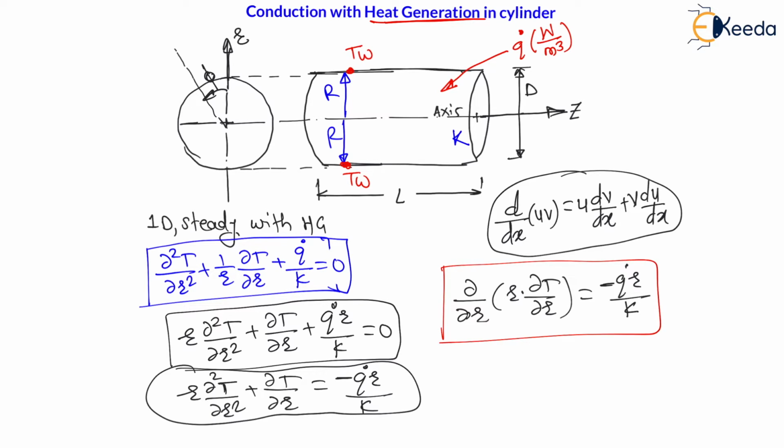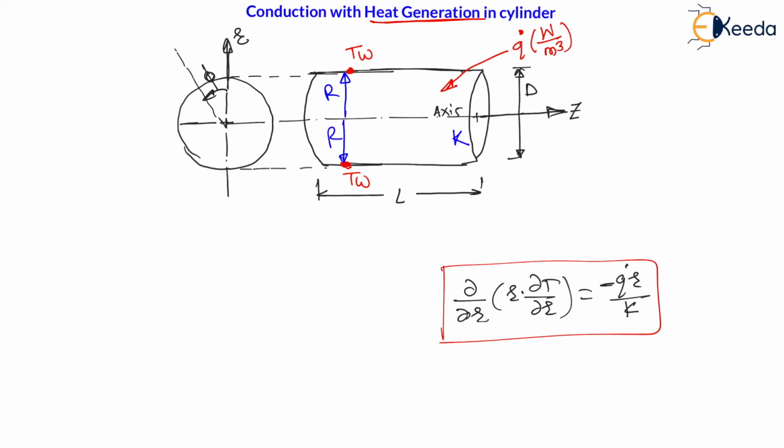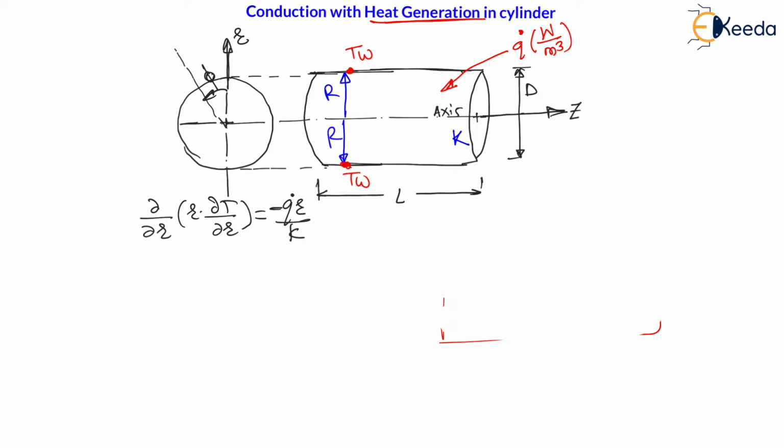From this expression, if I integrate once, I will get dT/dr, that is the temperature gradient, and if I integrate again, I will get the temperature profile. So let us find this temperature gradient and temperature profile. Therefore we have the expression ∂/∂r of (r ∂T/∂r) is equal to minus q dot r divided by k. Let us integrate this equation one time, and then I will get the temperature gradient.